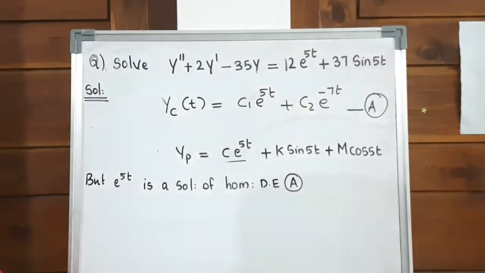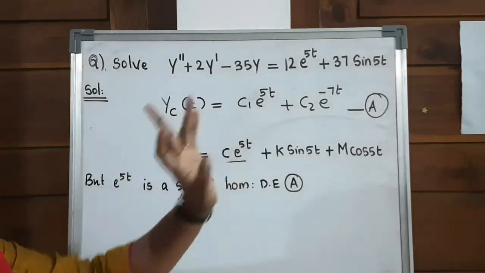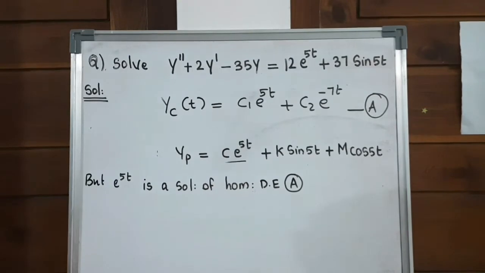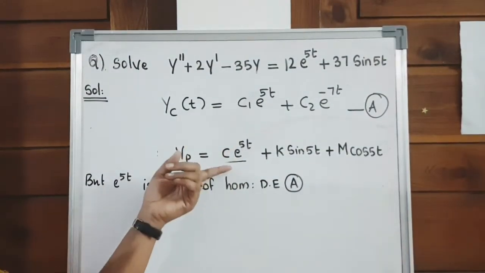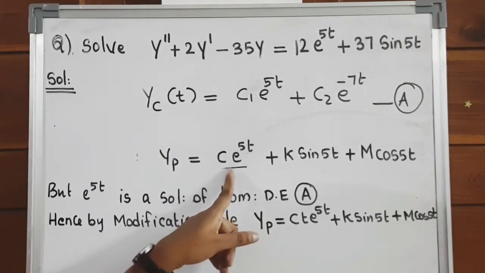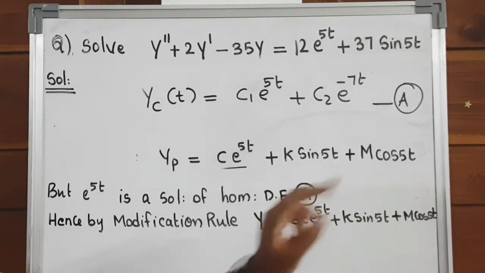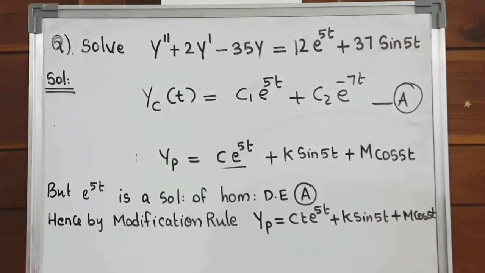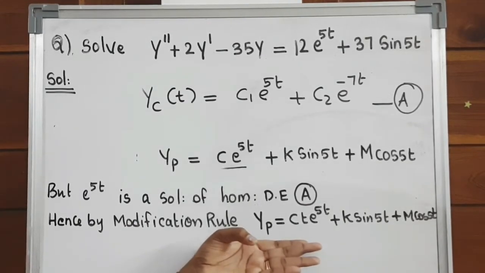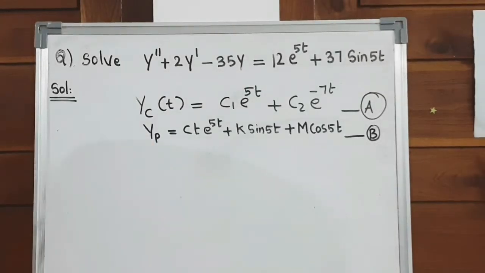But e^(5t) is the solution of the homogeneous differential equation A. Here c1 e^(5t), so the solution e^(5t) is repeating here. Hence by the modification rule, we rewrite this yp as yp = c t e^(5t) + k sin 5t + m cos 5t. Here we change by multiplying by t. So we use this modified yp for solving this problem, putting it as equation B.